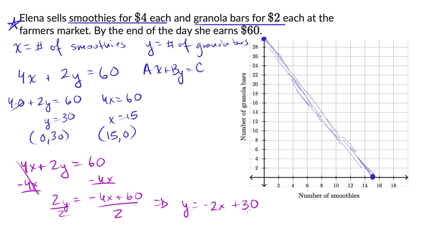Now, you might recognize this as slope-intercept form. Notice, when x equals 0, y is equal to 30. That is the y-intercept. And then our slope over here, you might recognize, is negative 2. Every time we increase by 1 in the smoothies direction, in the x direction, we are going to decrease by 2 in the granola bars direction, in the y direction. If we have one more smoothie, that means we have to sell 2 fewer granola bars, and so on and so forth. So that's another way of interpreting it.